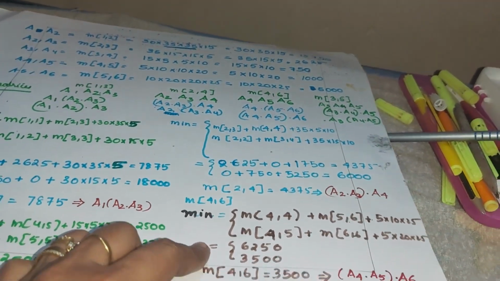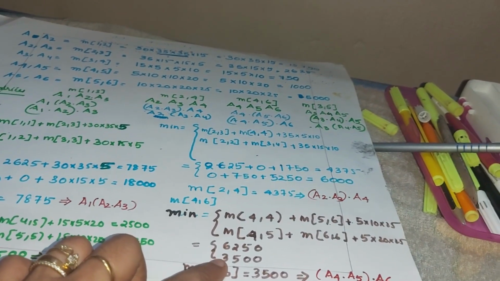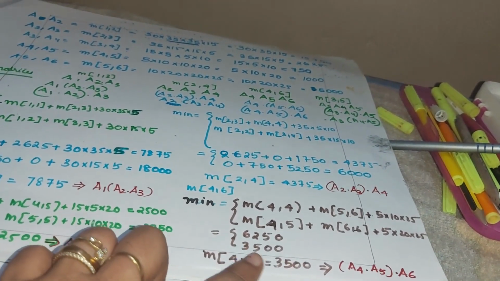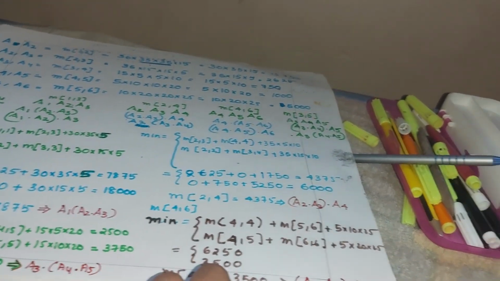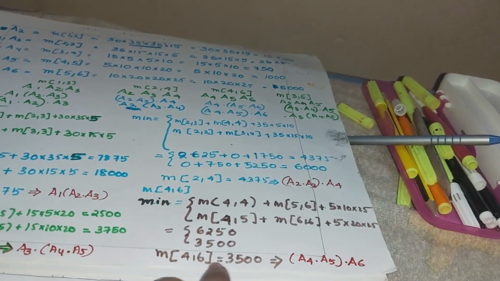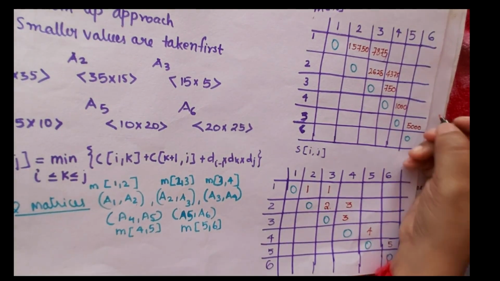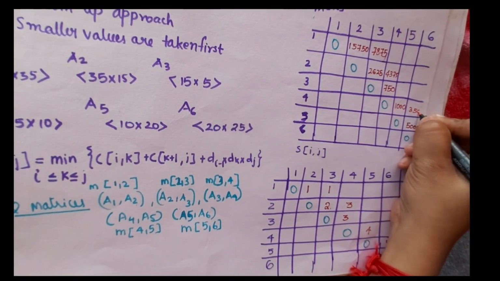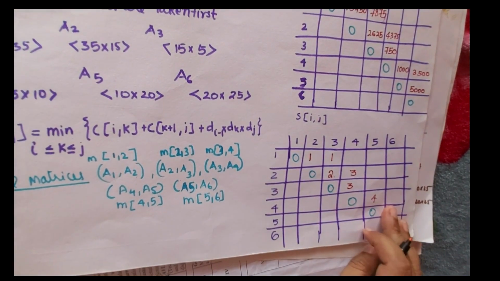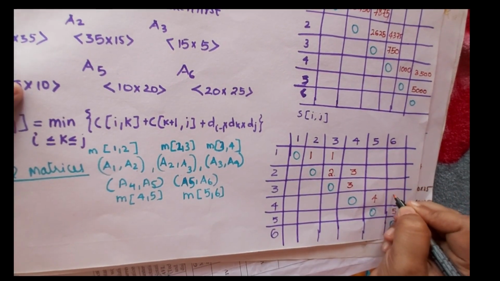This one is your M4,6. Similarly we will calculate this, and the smallest value will be taken as 3500, and it will be updated in your table. The split has occurred from the fifth matrix. So we'll update here, it will become 3500, and here it is written as 5.